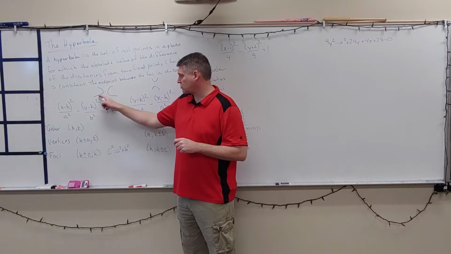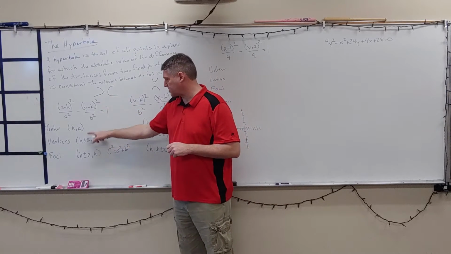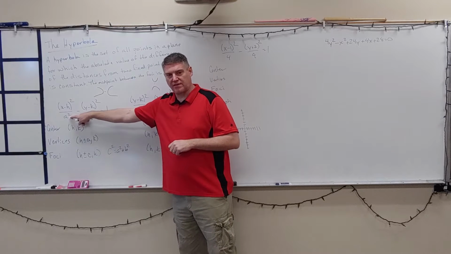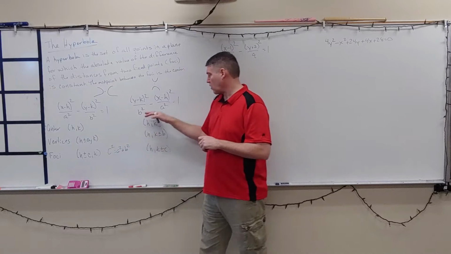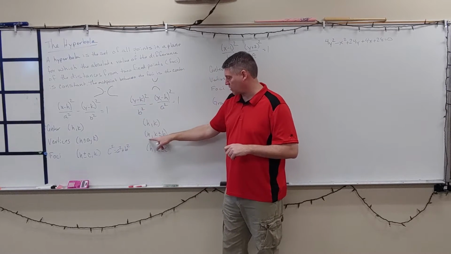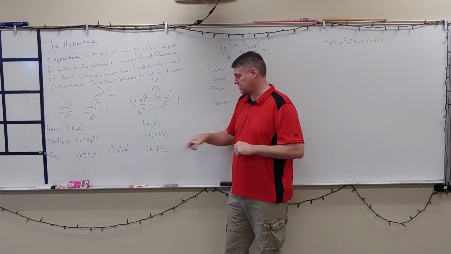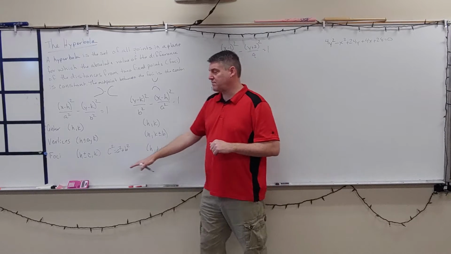My vertices, so if I open left and right, I'm going to square root the a squared, and I'm going to go h plus or minus a, comma k. Over here, I'm going to square root the b squared, and I'm going to go h comma k plus or minus b.